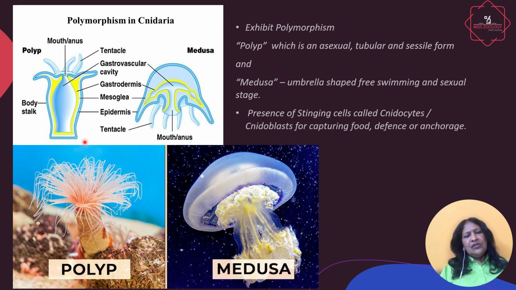We also call coelenterates by another name, Cnidaria, due to the presence of cnidocytes or cnidoblasts, which are the specialized cells present amongst the tentacles for capturing food, defense, or for anchorage.